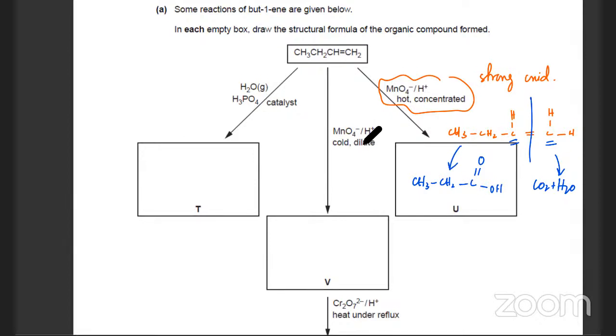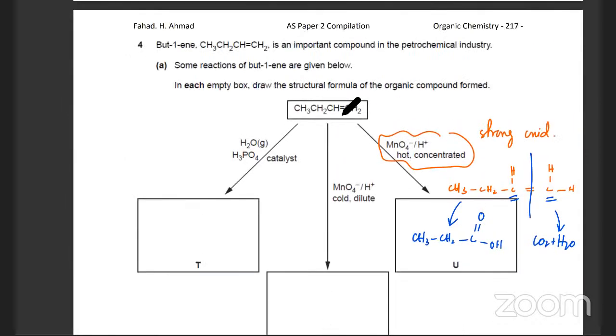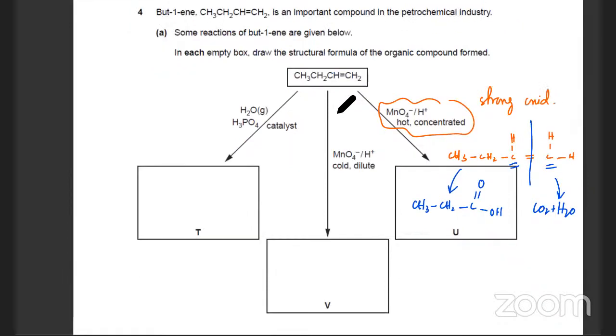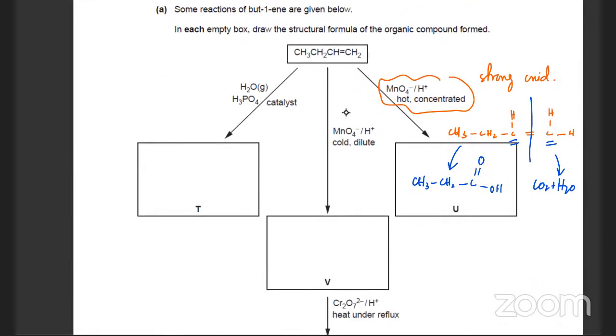Then cold dilute KMnO4. When you have cold dilute KMnO4, nothing else happens. The double bond simply turns into a single bond and OH groups get added to it. So this time it's going to become CH3, CH2, you had a double bond C. So two OH groups are going to get added to it.